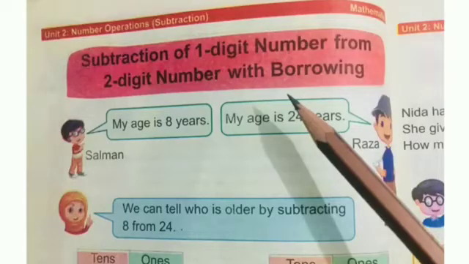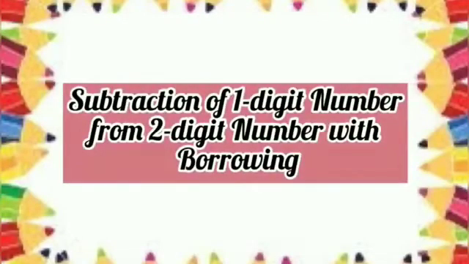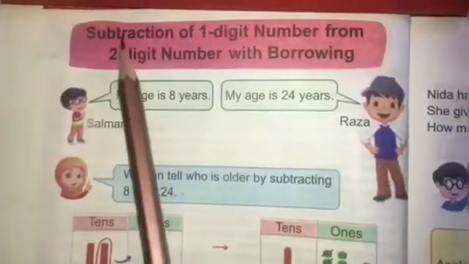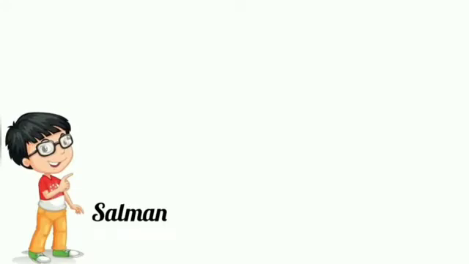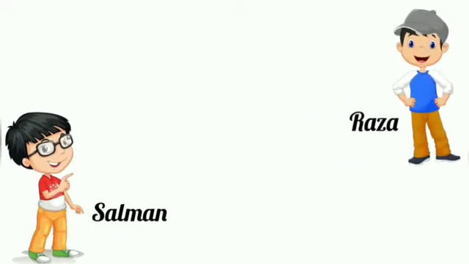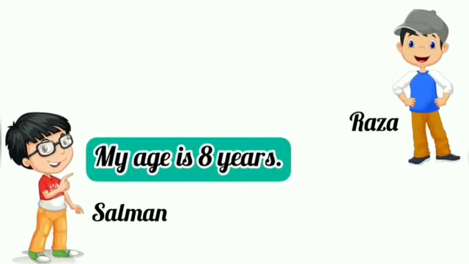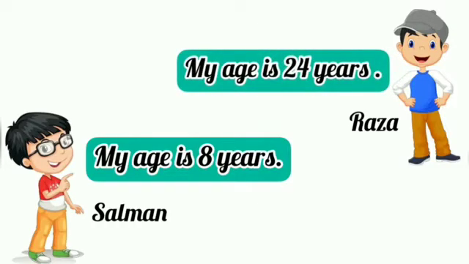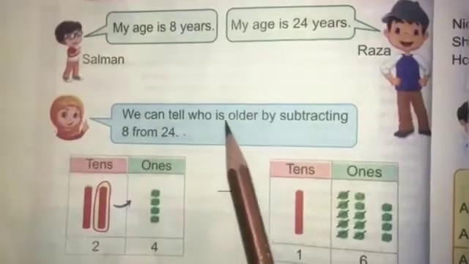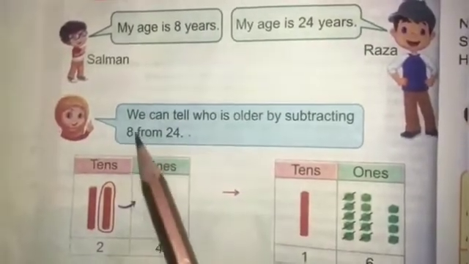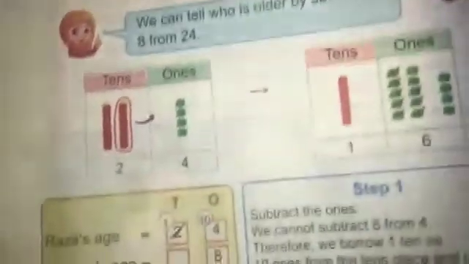So students, our next topic is subtraction of a one-digit number from a two-digit number with borrowing. Students, here as you can see in this picture, Salman and Raza. Salman says, my age is 8 years and Raza says, my age is 24 years. We can tell who is older by subtracting 8 from 24.